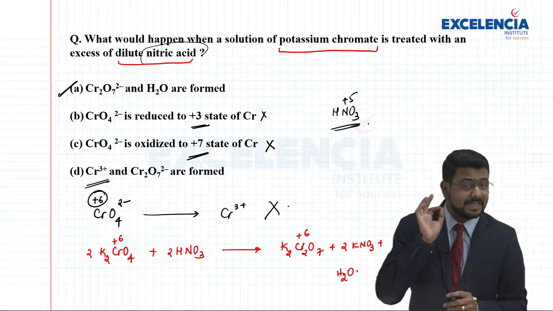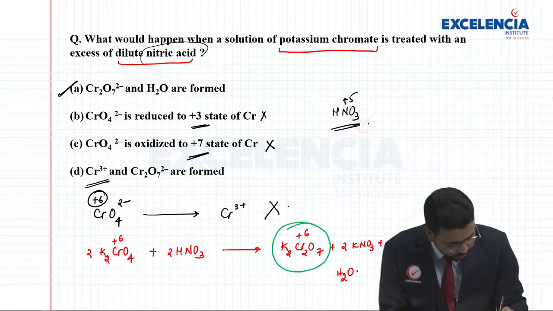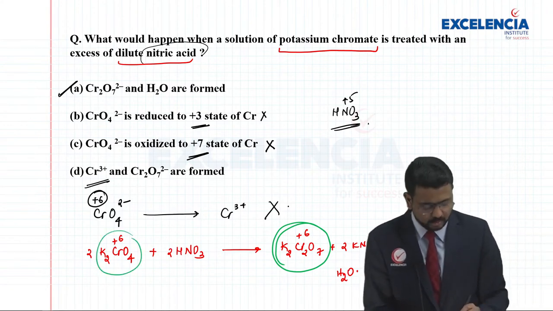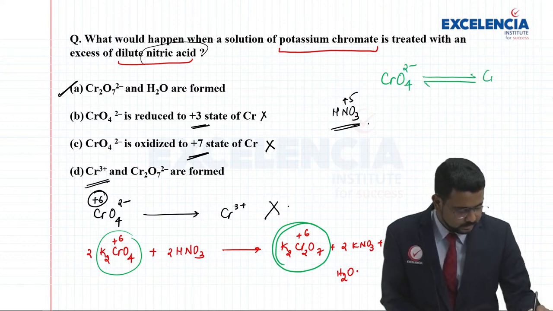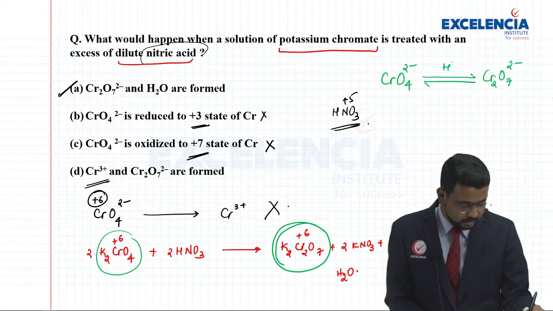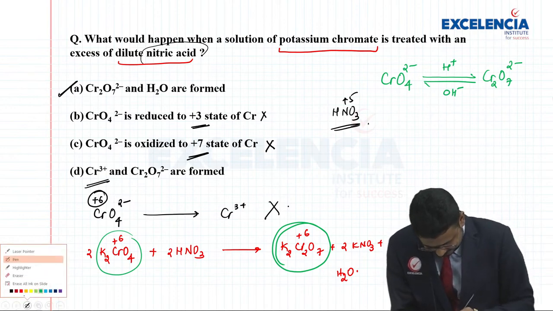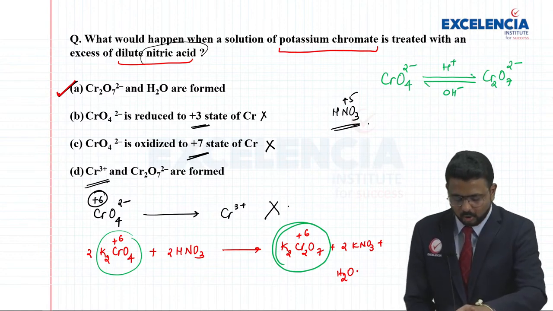Now, remember that in acidic medium, potassium dichromate actually predominates. But if it is alkaline medium, it is going to be potassium chromate. So here the interchanging of CrO4 2 negative takes place with Cr2O7 2 negative. Okay, so if it is acidic medium, you will get dichromate. If it is alkaline medium, you are going to get chromate ions. I hope you get this clear understanding. So definitely option A is going to be your correct answer here. Yes? So moving on with the next part here.